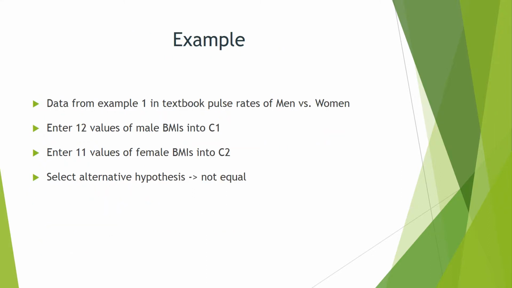Here's example 1 in this section, 13.4 in your textbook, and it's the pulse rates of men versus women. So enter in the 12 values of male pulse rates into C1, and enter in the 11 values of the female pulse rates into C2. We are just testing our null hypothesis that the two medians are equal to each other, and our alternative hypothesis is the two medians are not equal to each other. Click OK.